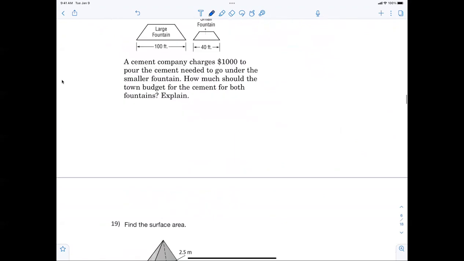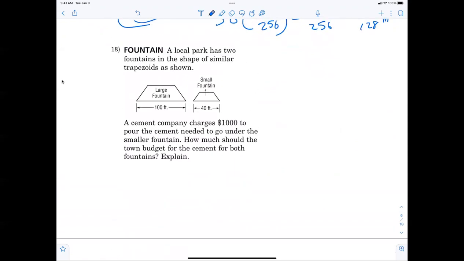All right, here we go. 18. A local park has 2 fountains. They are similar. So what is the ratio of their sides? Come on, what's the ratio of their sides? How much? 5 over 2? Yeah. Right, continue reducing that, right, Cooper? 100 over 40 is 5 over 2, correct?